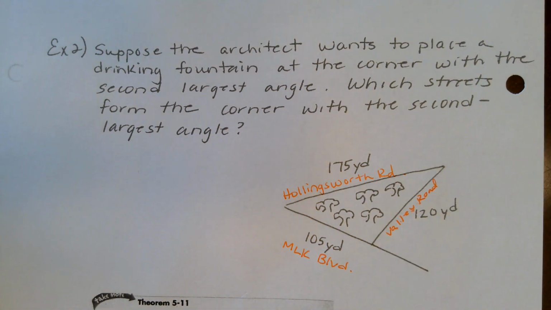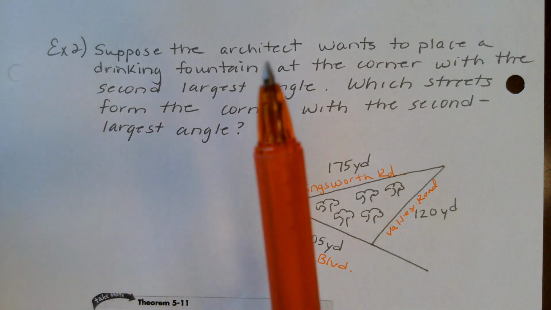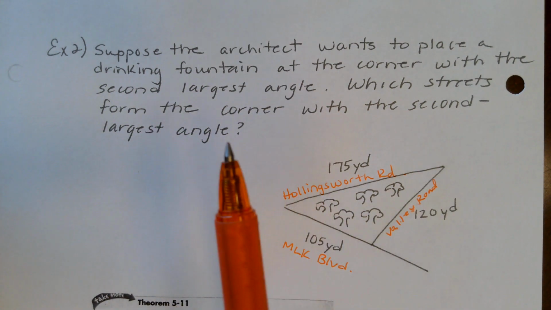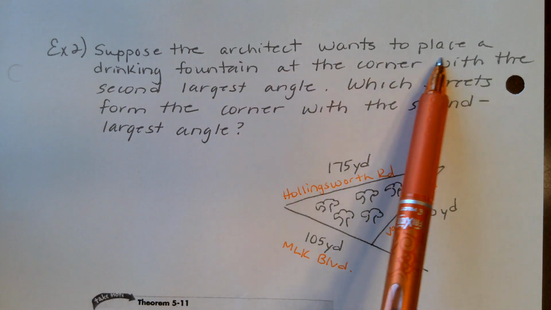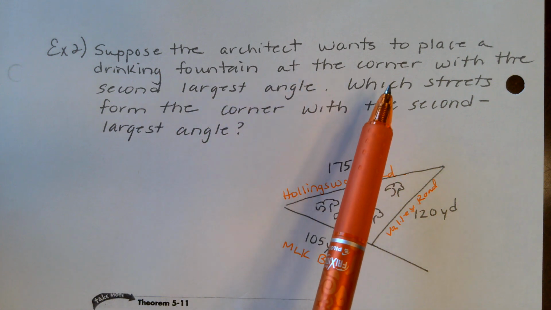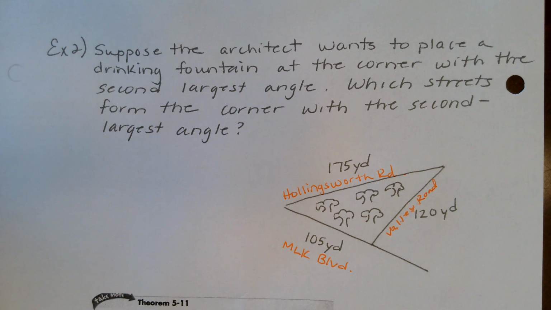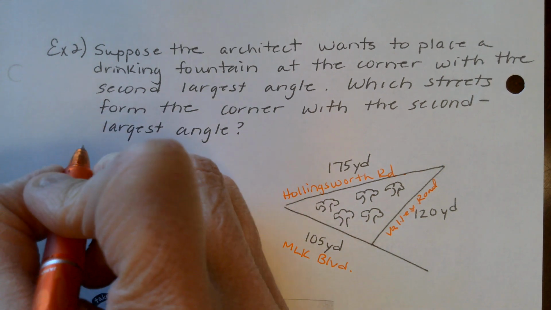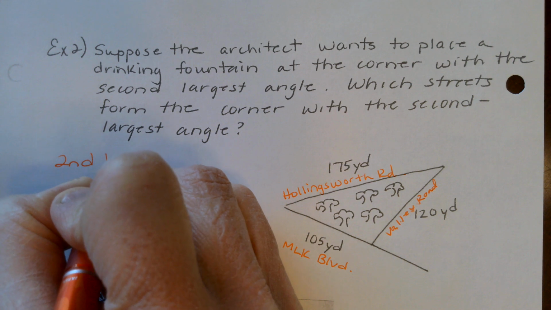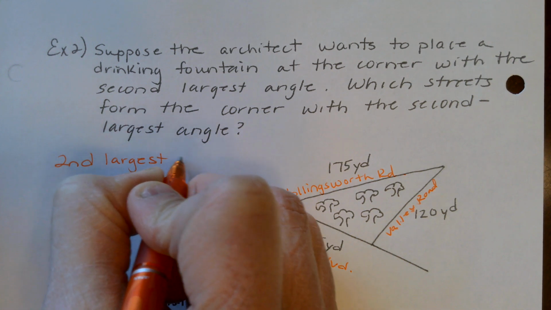All right, so we need to, again, let's read it again. Remember, we do that with word problems. Suppose the architect wants to place a drinking fountain at the corner with the second largest angle. So we have to figure out which the second largest angle is. Well, it's across from the second largest side. So we need to find the second largest side.